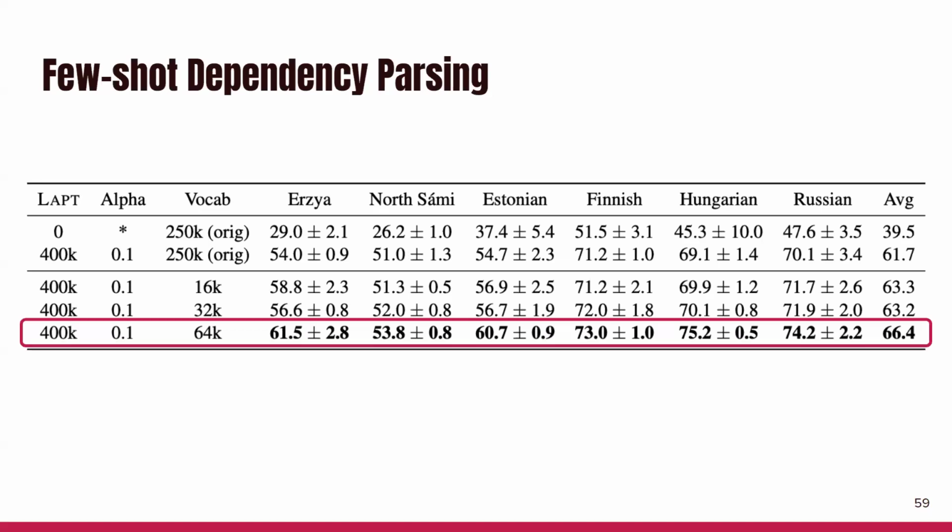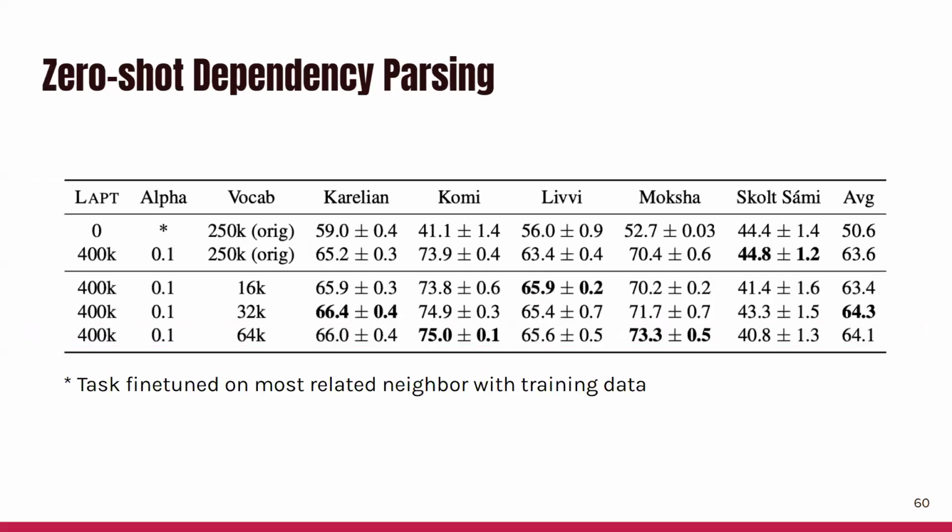Okay, and this one setting works the best for all the languages in the few-shot dependency parsing setting. We also evaluate performance in a zero-shot dependency parsing setting. So these are our lower resource languages that have evaluation data available in Universal Dependencies, but don't have any training data. And so to fine-tune the model for these languages, we task fine-tune on the most closely related neighbor that does have training data available. And so in this setting, we have much more mixed results.